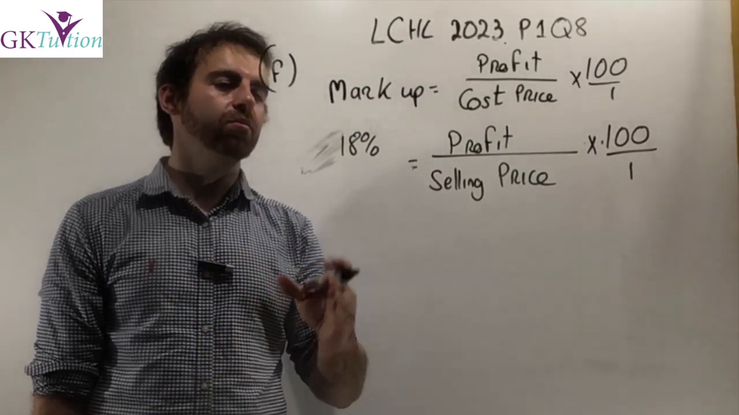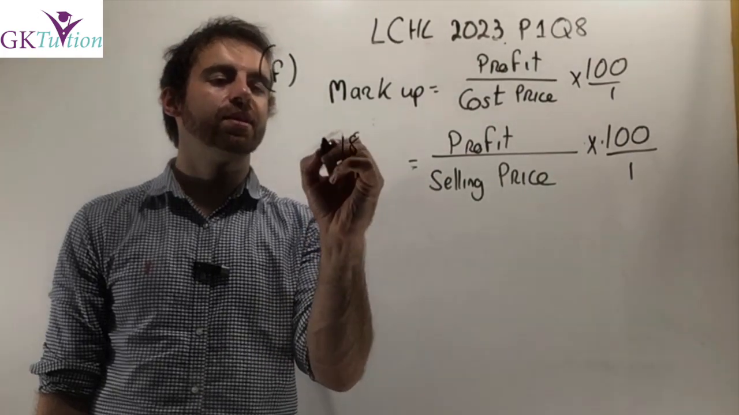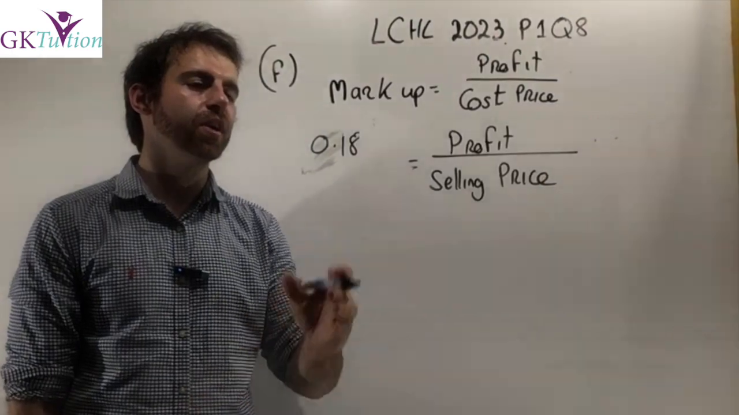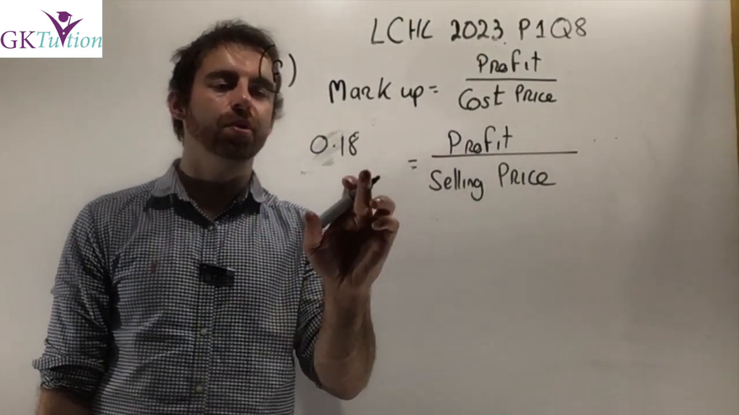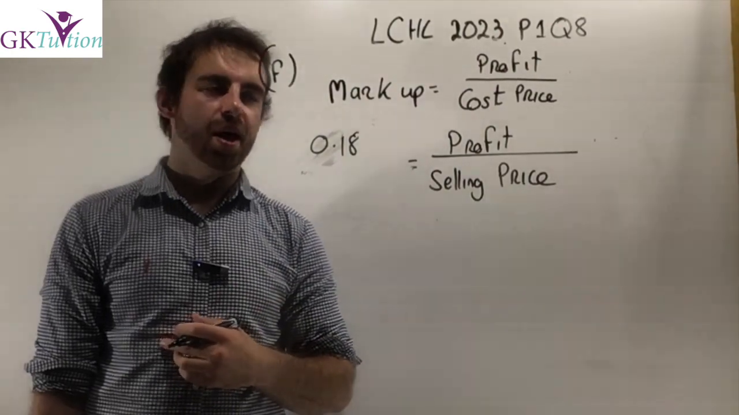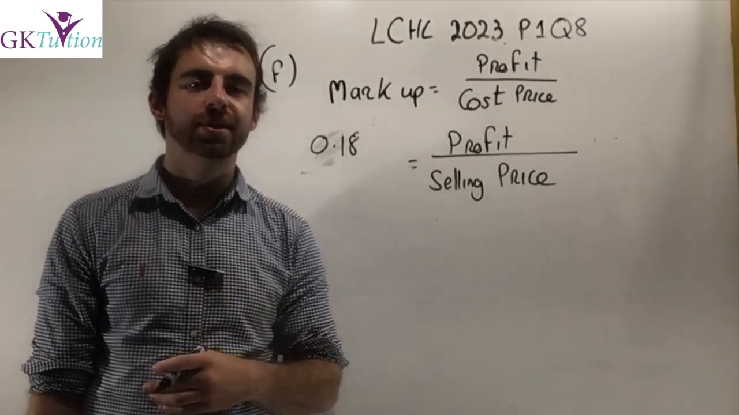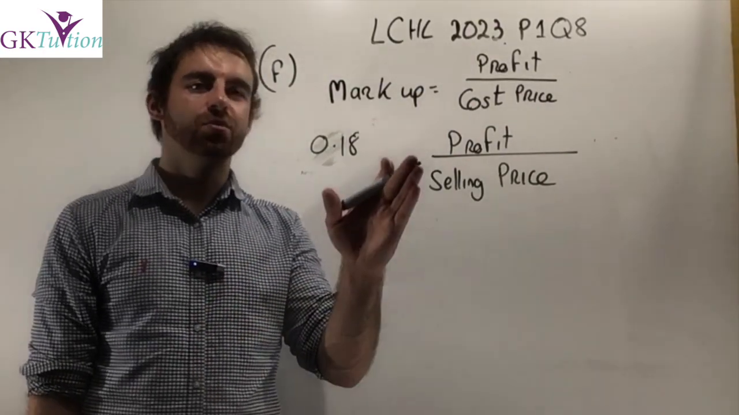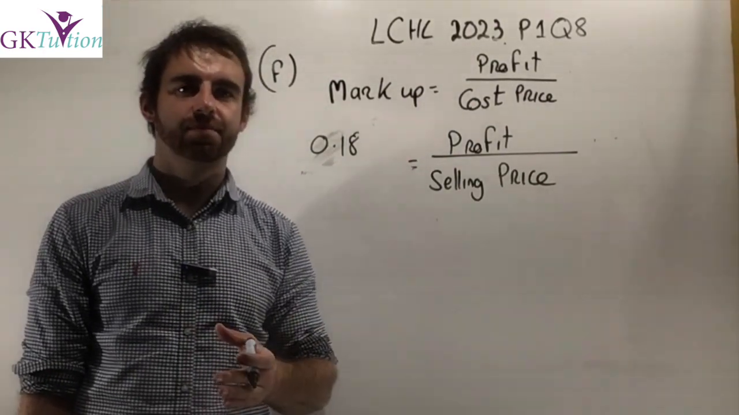Well, first of all, 18% is equivalent to 0.18. So that allows us to get rid of the 100s. We can just say that profit over selling price must be 0.18 and that markup is profit over cost price. And now we're going to be able to work out what the markup is, and at the end we'll multiply it by 100. The first thing you should recognize is what the selling price means.